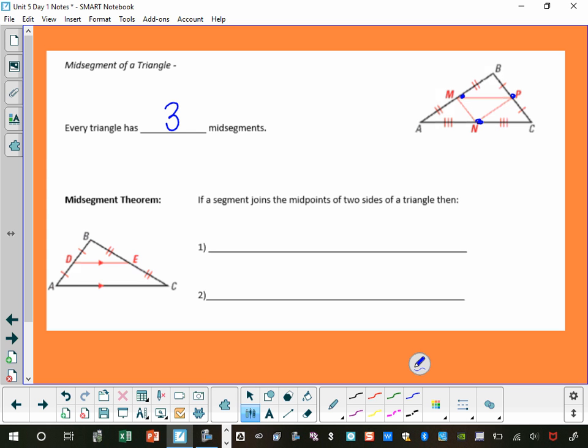Okay, so your mid-segments are basically the line that connects your midpoints. Does that make sense? All right. So a triangle will always have 3 mid-segments because you have 3 lines. So there'll be a midpoint of each line. So your mid-segment theorem says if a segment joins the midpoints of 2 sides of a triangle, then it is parallel to the third side.